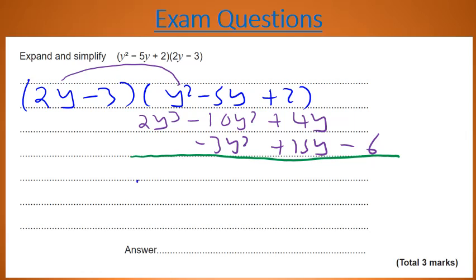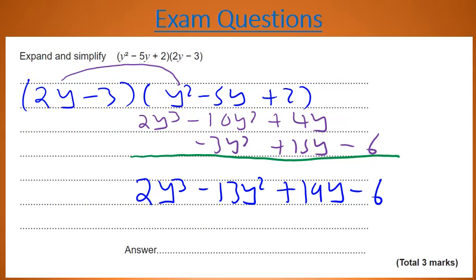And then what we're going to do is we're going to tidy that up, and our final answer will be 2y cubed minus 13y squared plus 19y minus 6. And what we can do, just to keep things tidy, is where it says answer, just rewrite that. I suppose I could have done that really in one go. Okay, so that's that one.